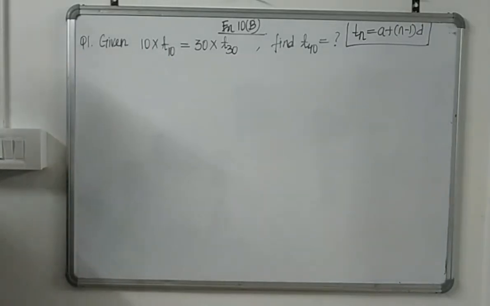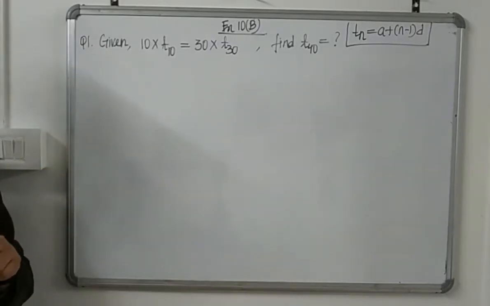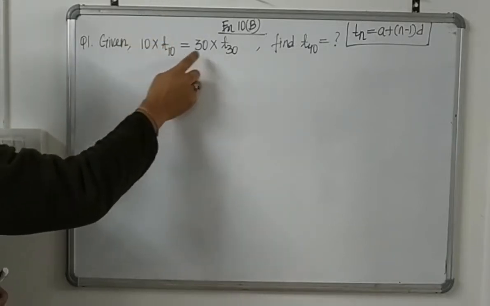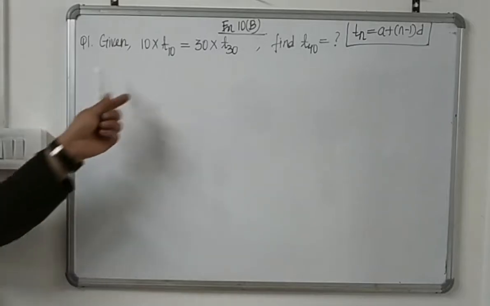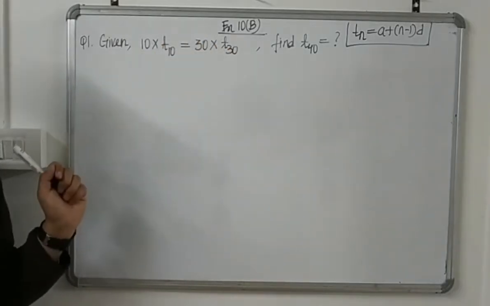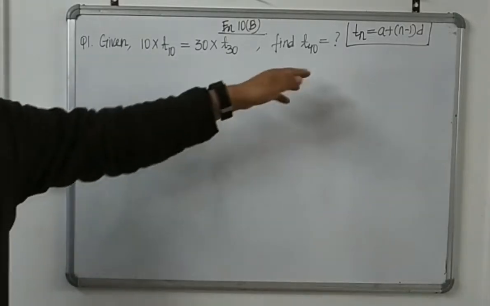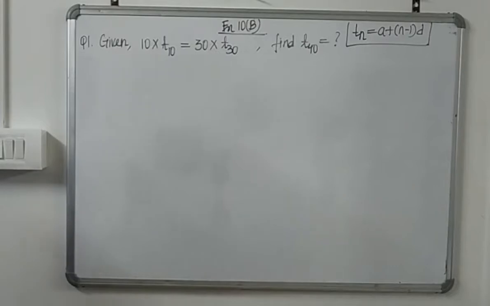Question number 1, exercise 10b says that in an AP, this is given to us. In an AP, 10 times its 10th term is equal to 30 times its 30th term. So this condition is given to us. 10 times its 10th term is 30 times its 30th term. Find the 40th term. We need to find T40. So I hope you're clear with the question now.